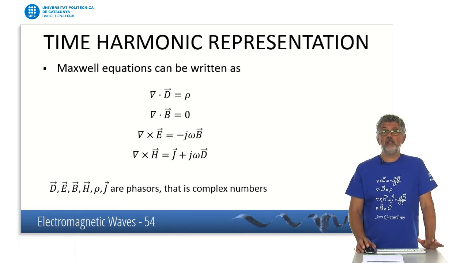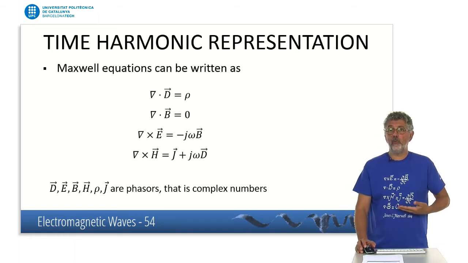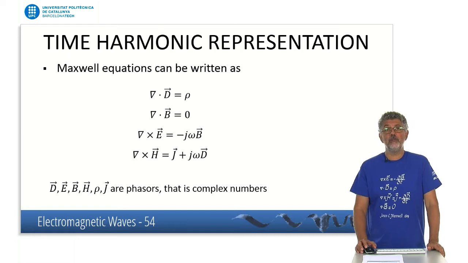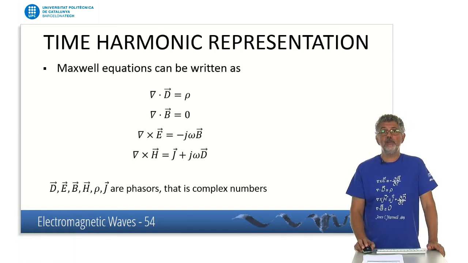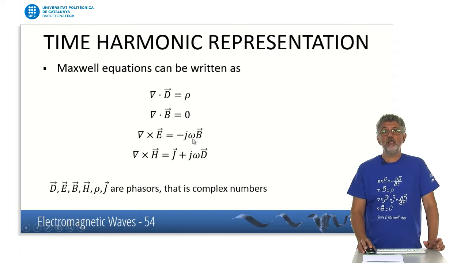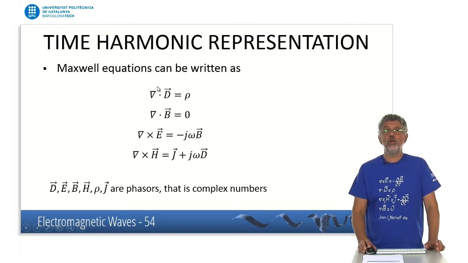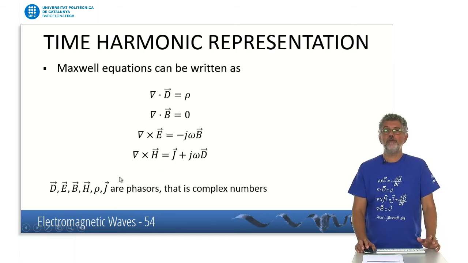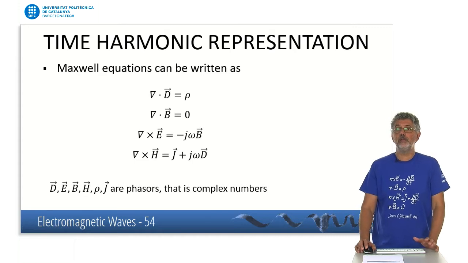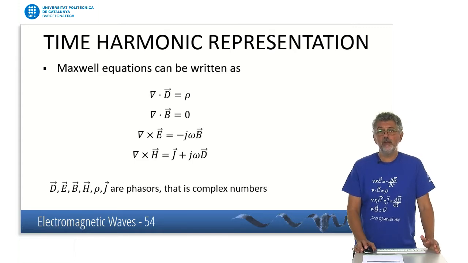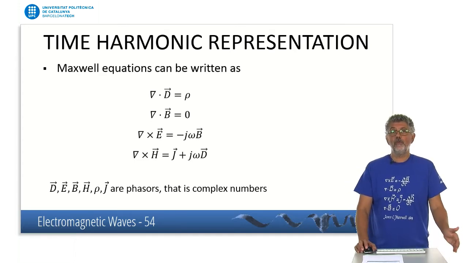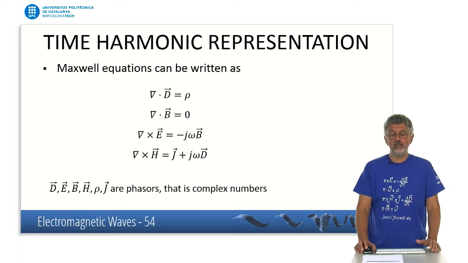Notice that the big difference, and you can compare with what I have written on my t-shirt, is that the time derivatives are replaced by j omega. But it is also very important to realize that although we are using the same letters, D, B, rho, E, H, J, now all these letters are phasors, that is, they are just complex numbers that tell us the magnitude and phase of the harmonic function that is representing them.